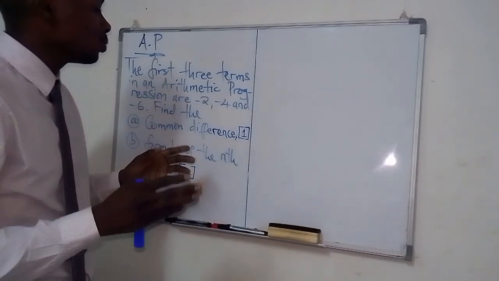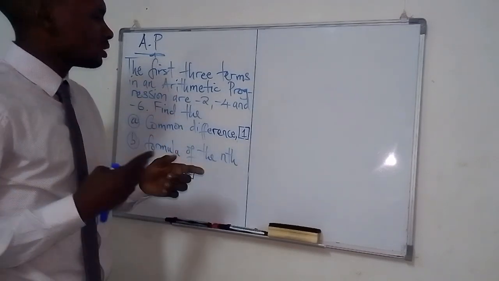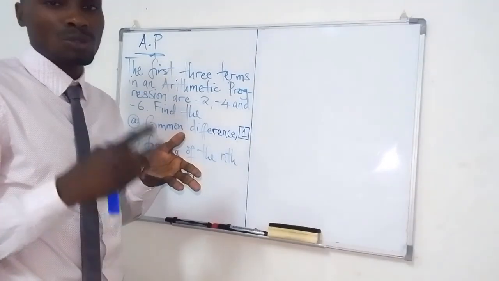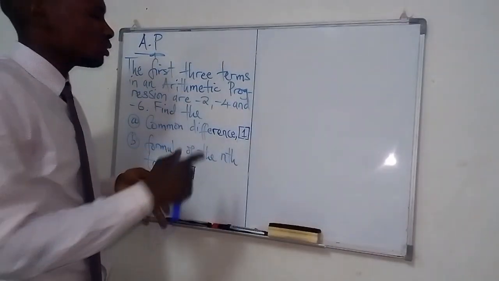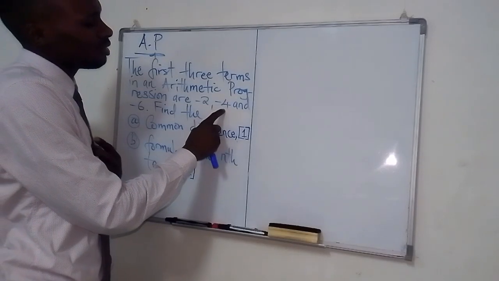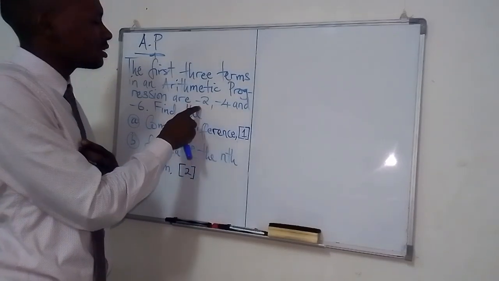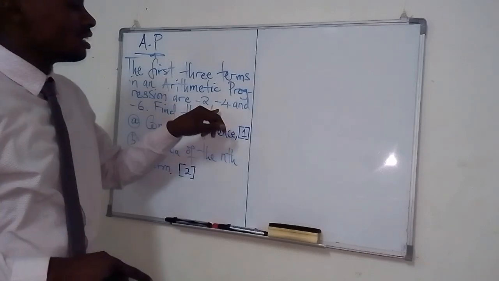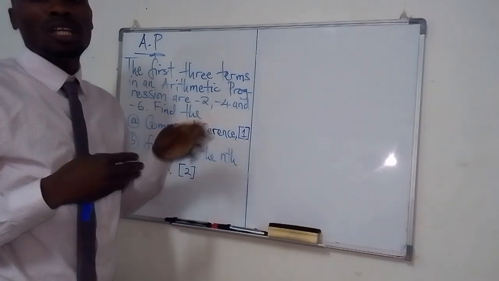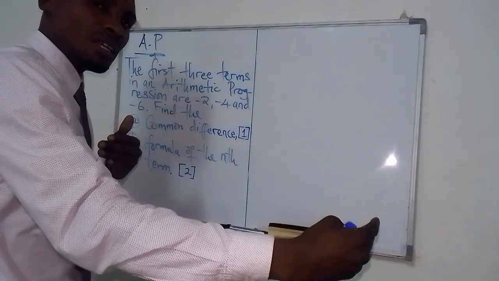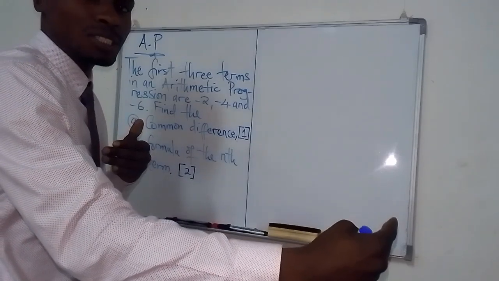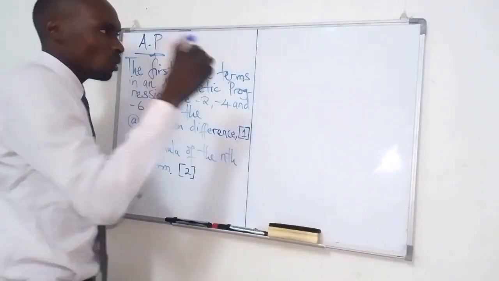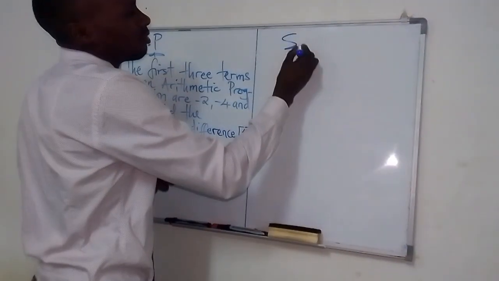So all we do is subtract. Now, how do we subtract? We will subtract those terms that are following each other. So we can pick any two. For example here, we can pick -4 and then subtract -2, or we can pick -6 and subtract -4. It is the term that is in the higher position minus the term that is in the lower position. So we're going to simply write the following.